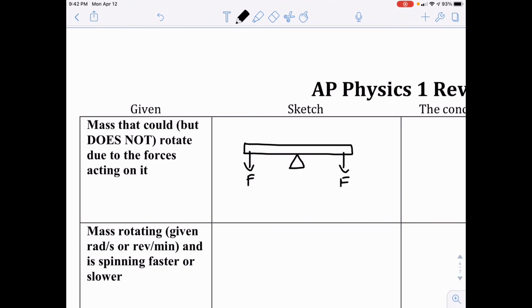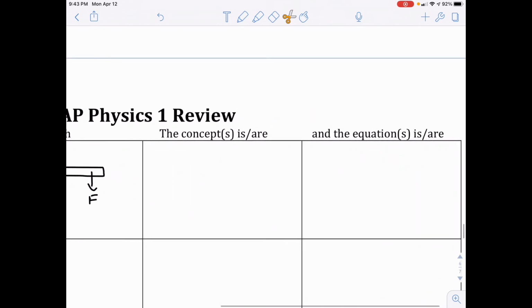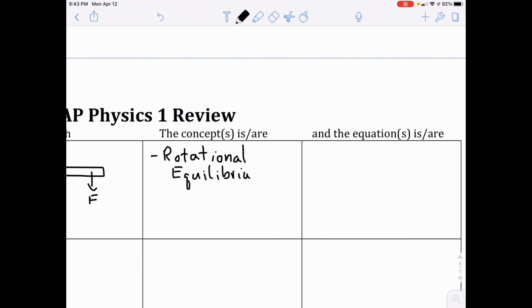This force on the right-hand side causes a clockwise torque. And you can see that this force over here causes a counterclockwise torque. And so what we have is a situation where we have equal and opposite torques. And so we can write up the concept as what is called rotational equilibrium, which is another way of saying balanced torques.